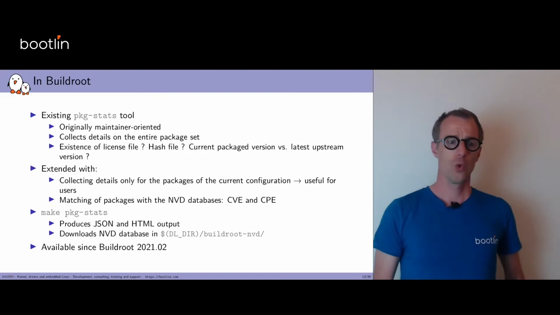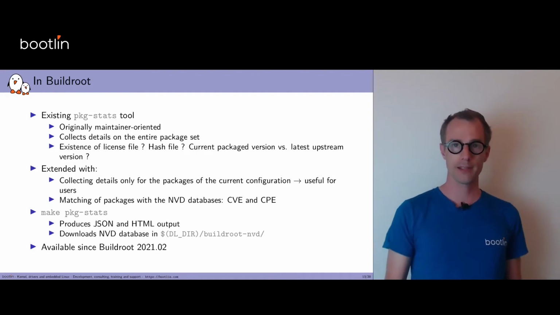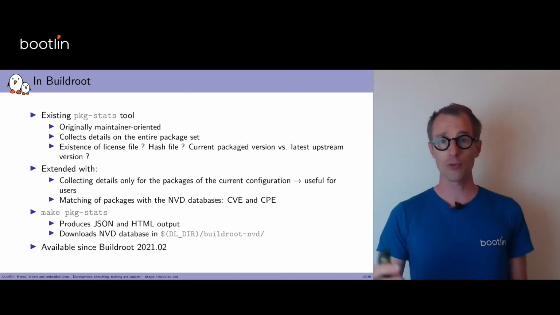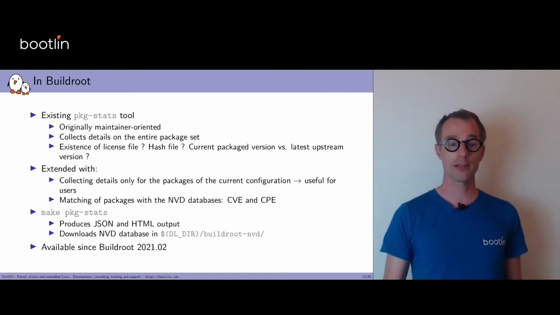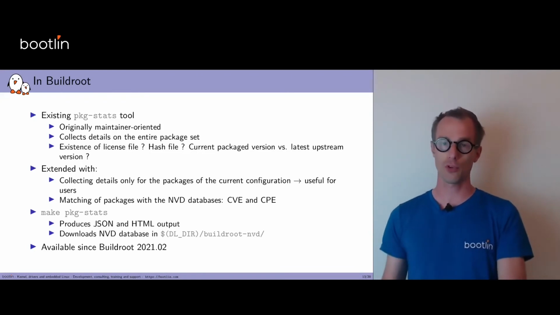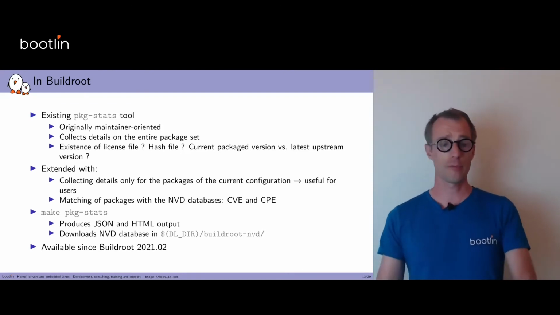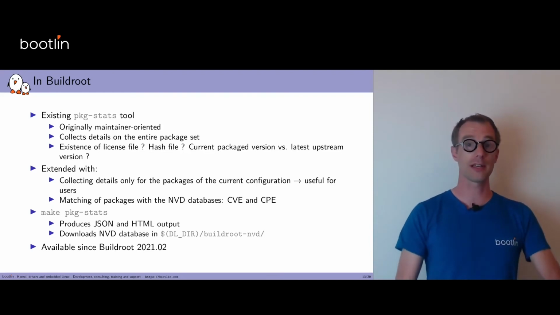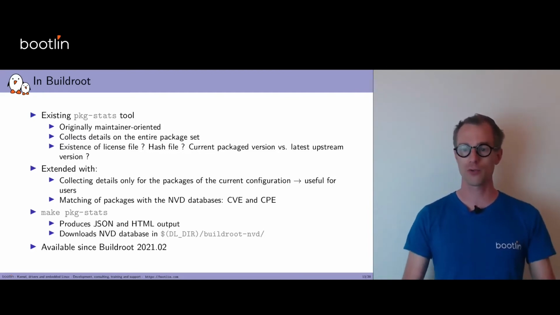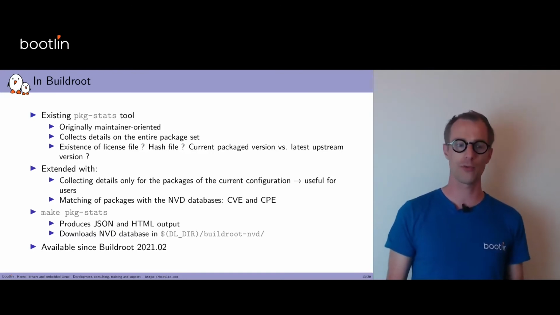So in Buildroot, we added an existing tool called pkgstat, whose goal was to collect statistics about all the packages in Buildroot. So it was really Buildroot maintainer-oriented, in the sense that it was collecting data on the entire set of packages in Buildroot, not specifically for one given Buildroot configuration, but really the entire package set. It was providing information such as: does the package have license file information, does it have a proper hash file, whether the currently packaged version is up to date versus the latest upstream version available from the original project, and a few other pieces of information.